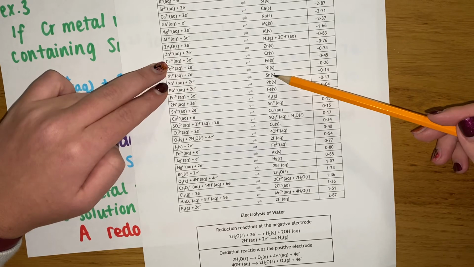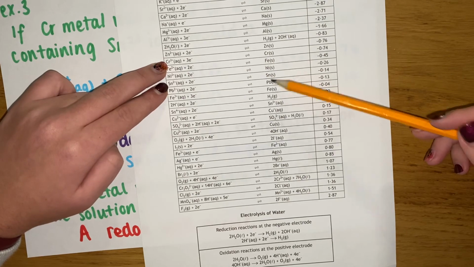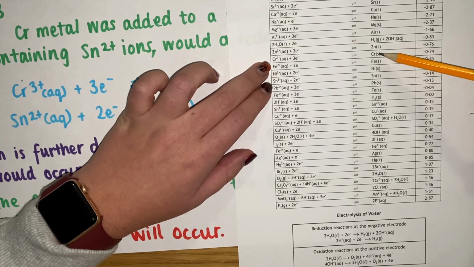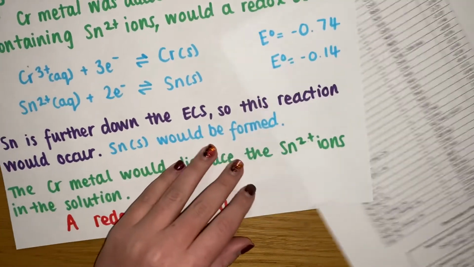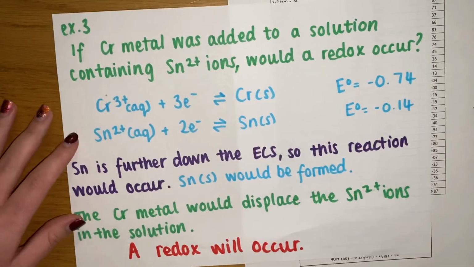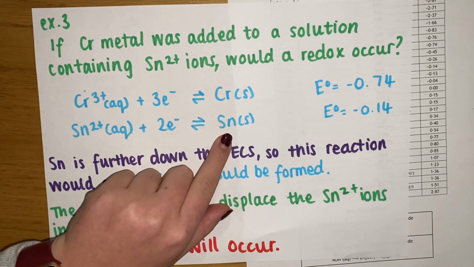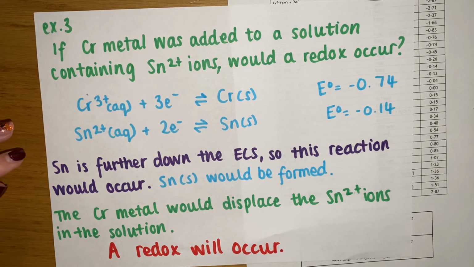So if we are going to add Cr metal into the tin solution, what's going to happen is your Cr metal is further up than the tin, therefore your chromium is going to displace the ions of tin in that solution. So tin solid would be formed, so this reaction would happen because it's further down. The chromium metal would displace it, it would take the place of the tin ions in the solution, and a redox reaction would occur.